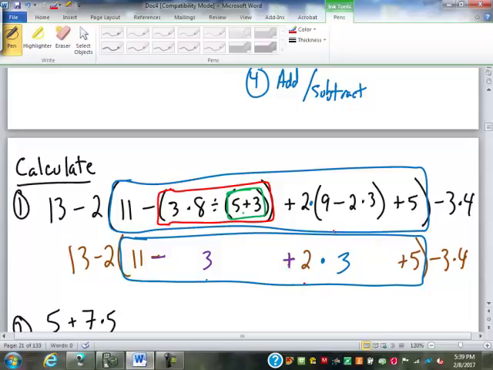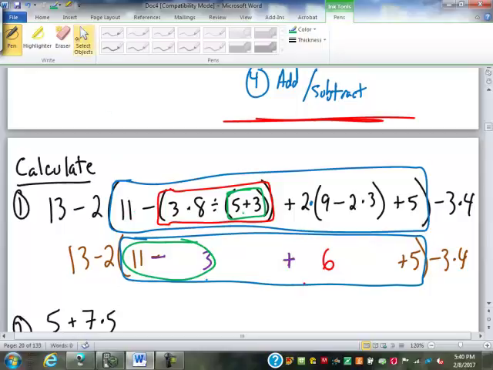Nope. No. Multiplication and division? Yes, we have 2 times 3, which is 6. So I'm going to take out my 2 times 3 and put in a 6. Any other multiplication and division? That's it. So I'm down to that lowest level of priority, adding and subtracting. There's more than one, so I'm going to move left to right.